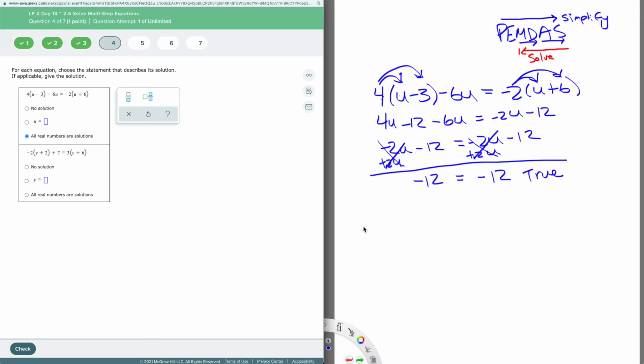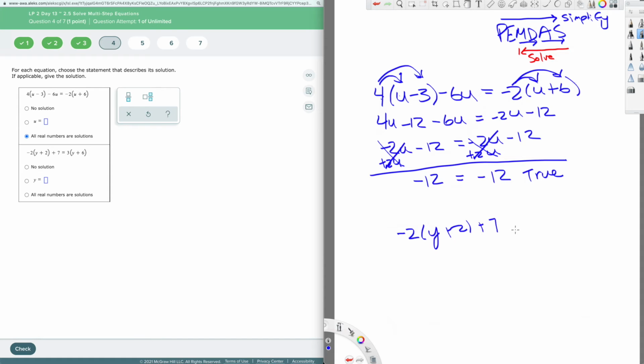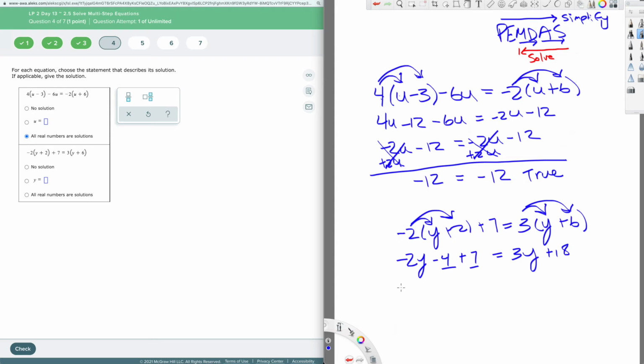All right, let's look at the second one here. We have negative 2y plus 2 plus 7 equals negative 3(y + 6). So we're going to distribute again on both sides here. So we have negative 2y. Negative 2 times 2 is negative 4 plus 7 equals negative 3 times y is negative 3y. Negative 3 times 6 is negative 18. All right, and now we have some like terms on this side, so negative 2y is, and it's negative 4 plus 7, so that would be positive 3. I subtract those, and the bigger number tells me the sign.